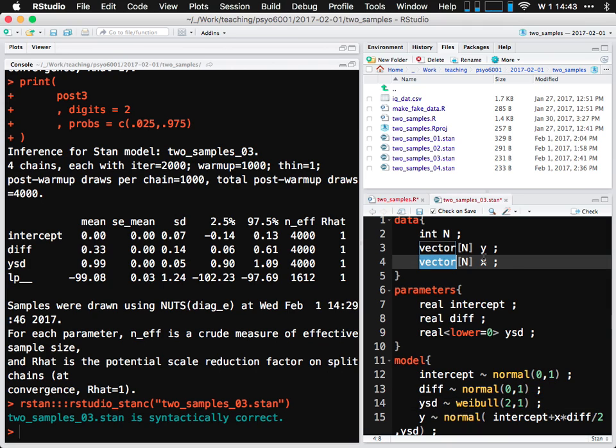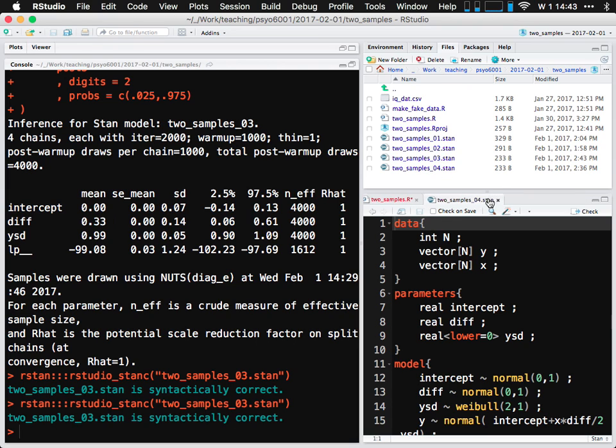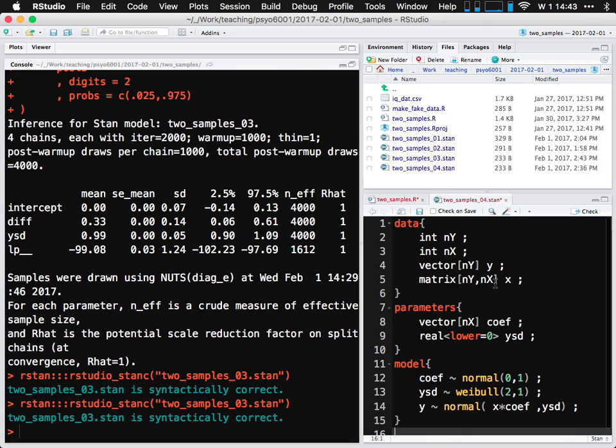This is what we had before, so I'll save that as 03. I'm gonna open up 04 now. Paste in the result there.